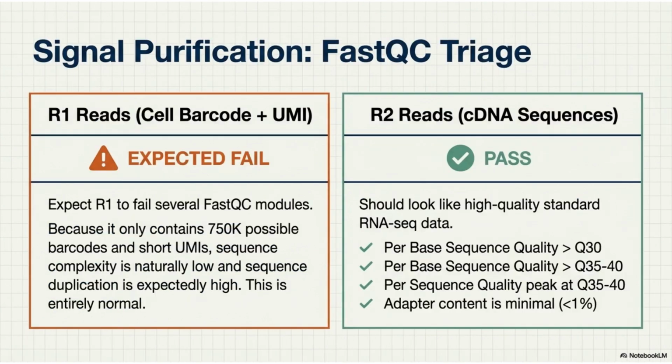When performing quality control using FASTQC, expect R1 reads containing cell barcodes and UMIs to fail several modules. This is normal due to their low sequence complexity and short lengths. R2 reads, the cDNA sequences, should look like high-quality standard RNA-seq data, with minimal adapter content and high sequence quality.